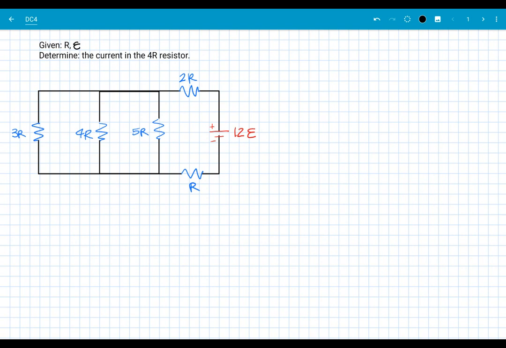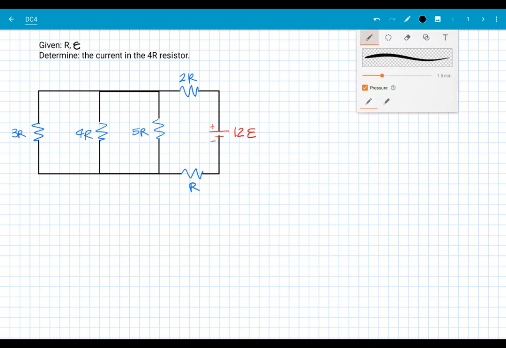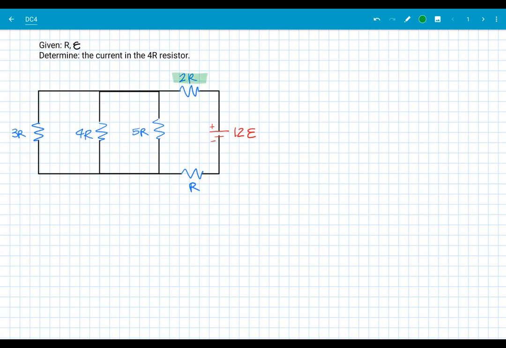If I can find the battery current, then I can find the potential drop over the 2R resistor. I can find the potential drop over this resistor and the R resistor. And if I find the drops over those resistors, then I can find the elevation across the three resistors that are wired in parallel there, the 3, 4, and 5 resistors. And that's what I want to find.